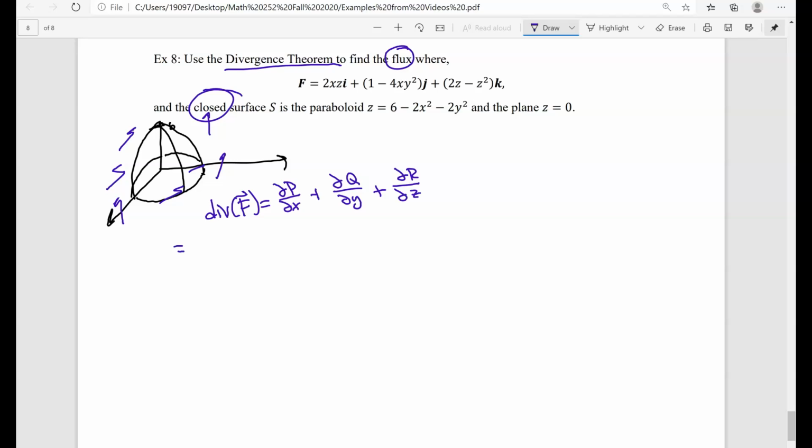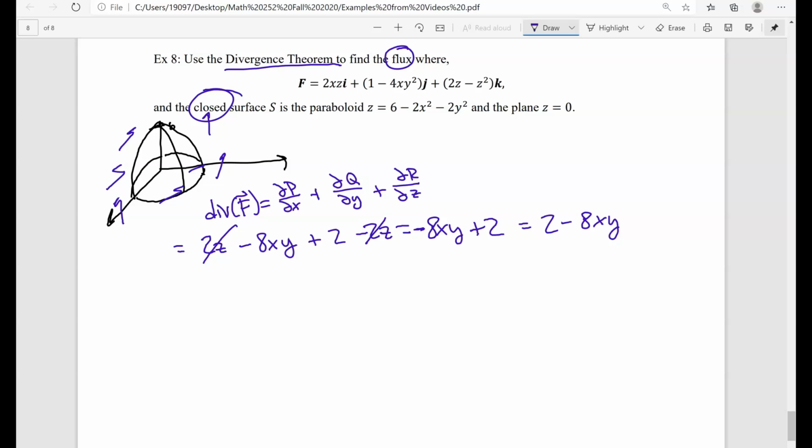Let's take all of our partial derivatives. That gives me 2z for partial P over partial x, negative 8xy for partial Q over partial y, and 2 minus 2z for the last one. The 2z's cancel out, and I'm left with just negative 8xy plus 2. Let me write it a little better: 2 minus 8xy, that way the minus is on the other side.